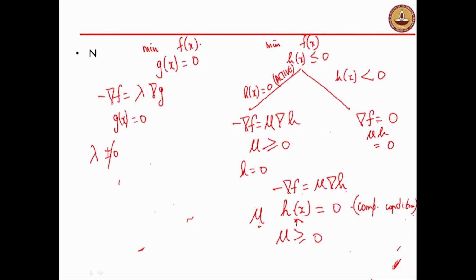If h is strictly less than 0, then mu is forced to be equal to 0, in which case that particular constraint is not preventing you from going anywhere and improving the value of the objective function. So this is the idea of inequality constraint optimization problems. And in equality constraint optimization problems, the gradients of the objective function and the constraint gradients have to be collinear.